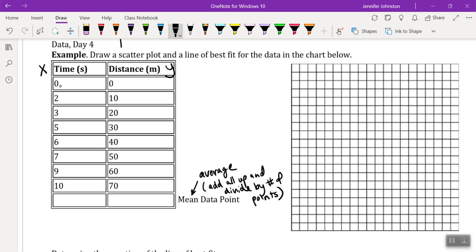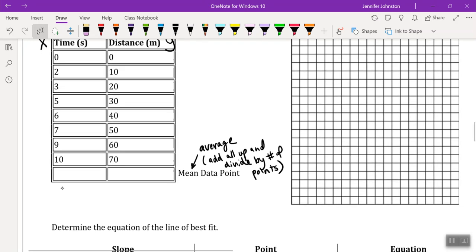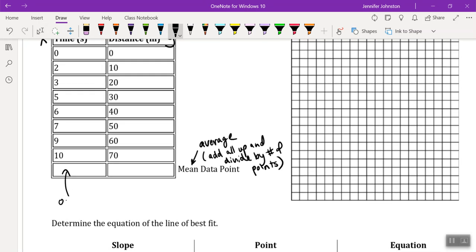So we're going to add 0 plus 2 plus 3. So to get this mean data point, we're going to do 0 plus 2 plus 3 plus 5 plus 6 plus 7 plus 9 plus 10. Add them all up, divide by 1, 2, 3, 4, 5, 6, 7, 8. There's 8 points. So we're going to divide by 8. And this gives us 42 divided by 8, which is 5.25.